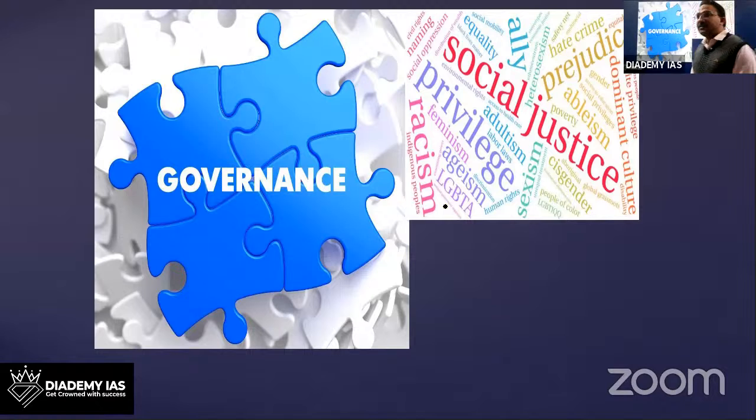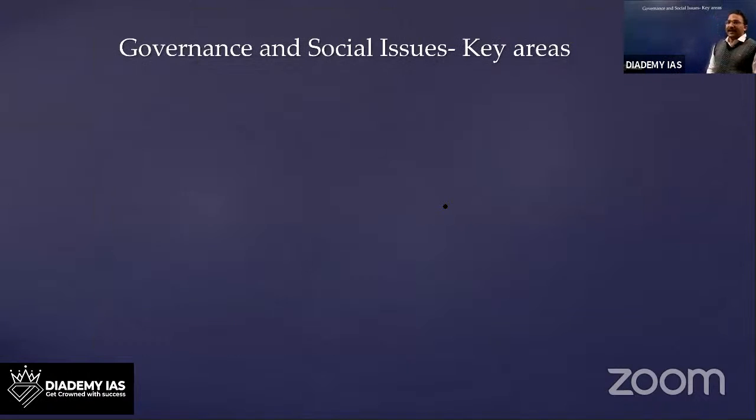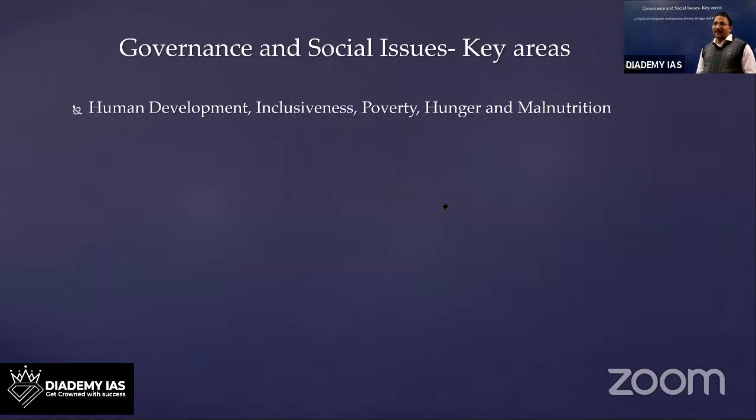If you have any question, please stay back and we will discuss after around 20 minutes. Okay. Now, the second area is governance and social issues. Governance and social issues. What are the key areas?